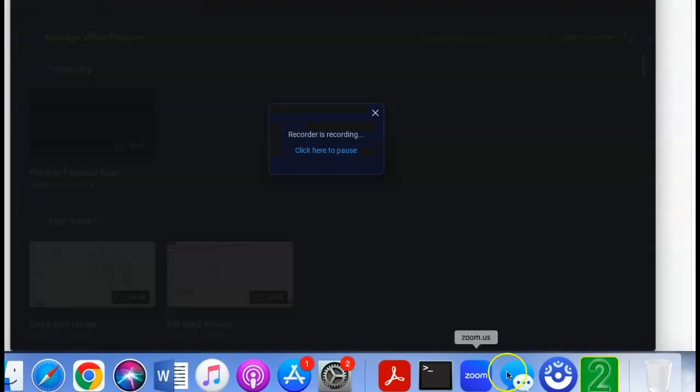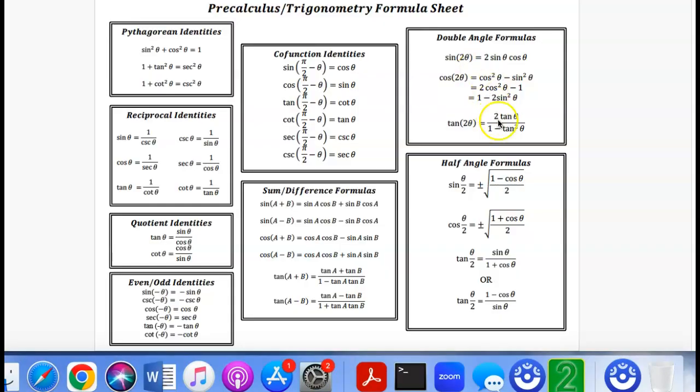Hopefully you're seeing that. I think. I don't know what you're seeing, so hold on a second. Yeah, so hopefully you're seeing that formula sheet right now.